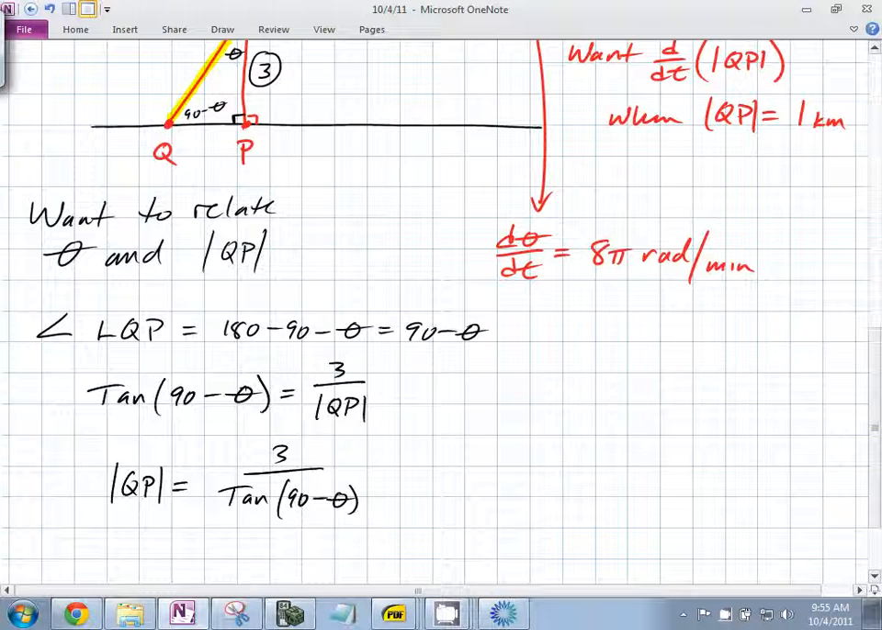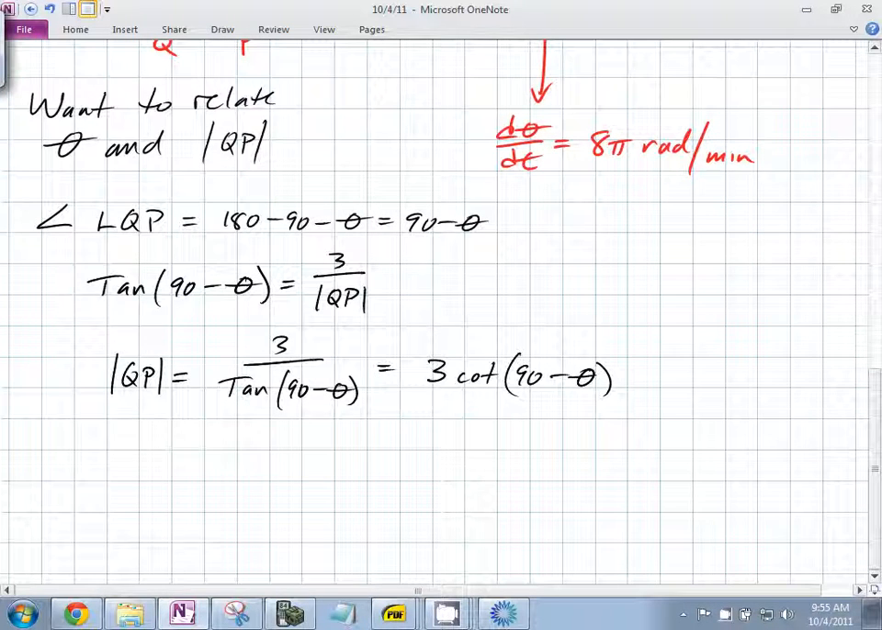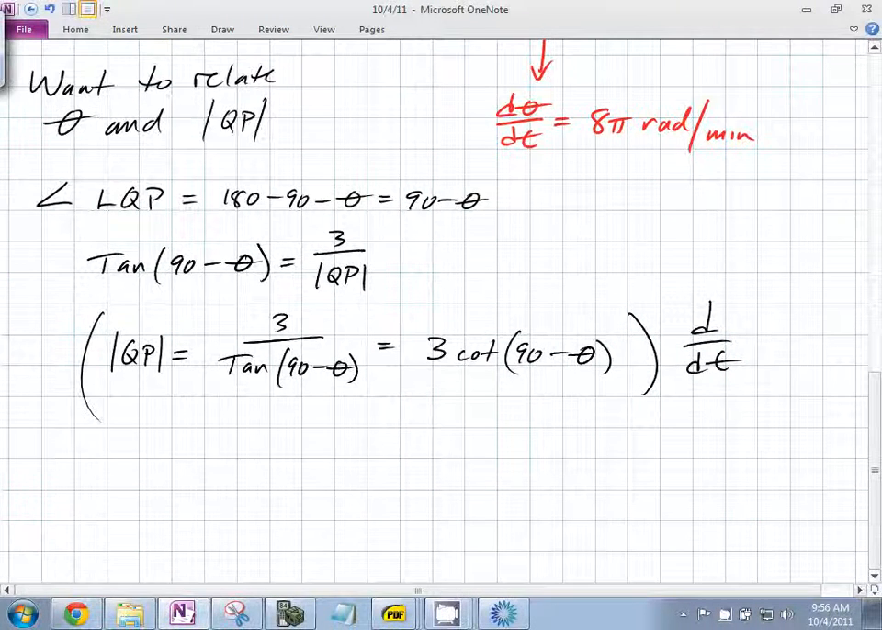What's 1 over tangent? Cotangent. So this is equal to 3 cotangent of 90 minus theta. Okay, so we have a relationship between QP and theta. What do we do now? We don't need to substitute anything. That's the relationship we wanted. We differentiate both sides with respect to time.